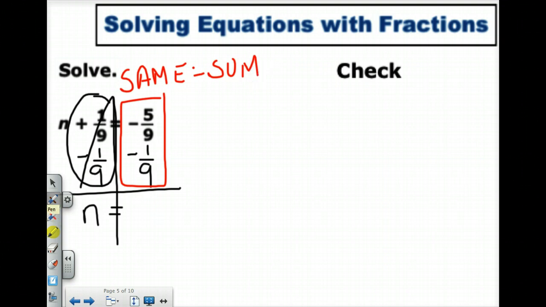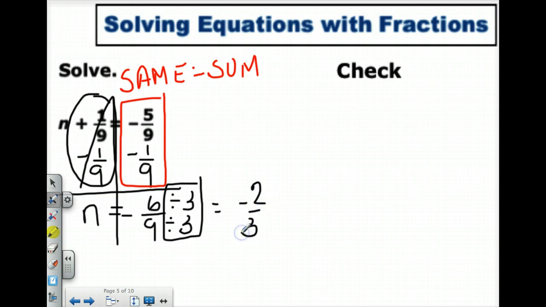Add those numbers together. Adding the numerators, we have 5 and 1, which is 6. The denominator stays as a 9. And because both of those numbers are negative, my answer is a negative 6/9. Is that in simplest form? It is not. Remember, all answers must be in simplest form. I can divide both the numerator and the denominator by 3 to get a final answer of negative 2/3.